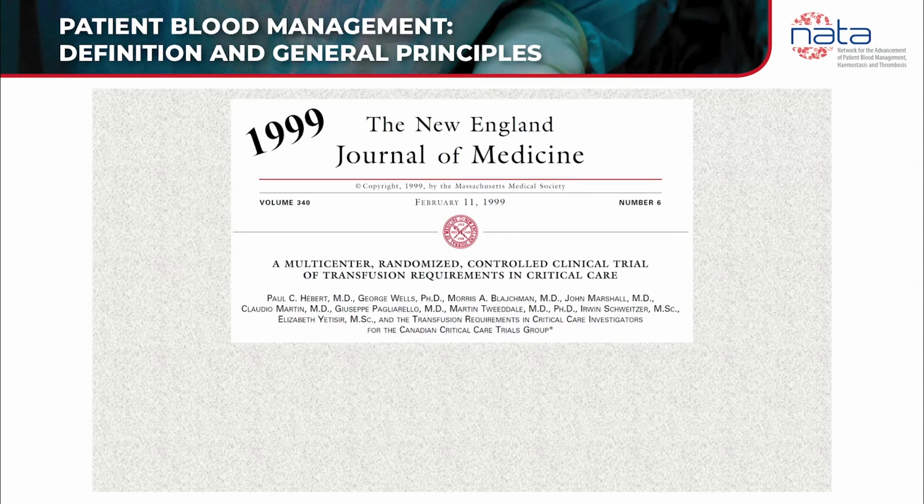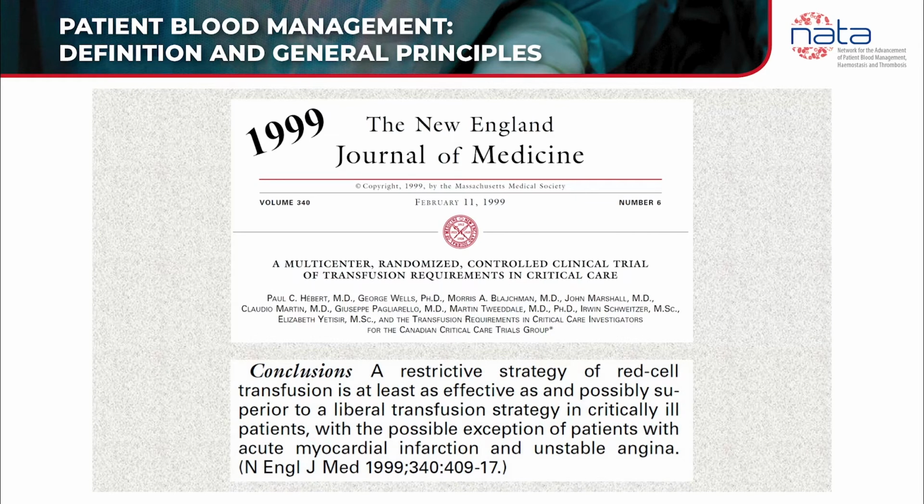So it was at the end of the 20th century that Paul Hebert and his colleagues' landmark paper appeared comparing restrictive with liberal transfusions. And the conclusion was that a restrictive strategy of red cell transfusion is at least as effective as and possibly superior to a liberal transfusion strategy in critically ill patients. After 20 years, we still have not advanced from this particular understanding that restrictive transfusion strategies are safe for patients and may in fact be better than liberal.